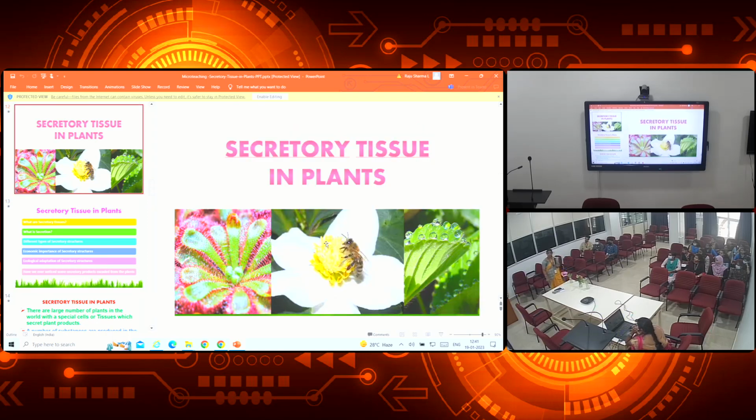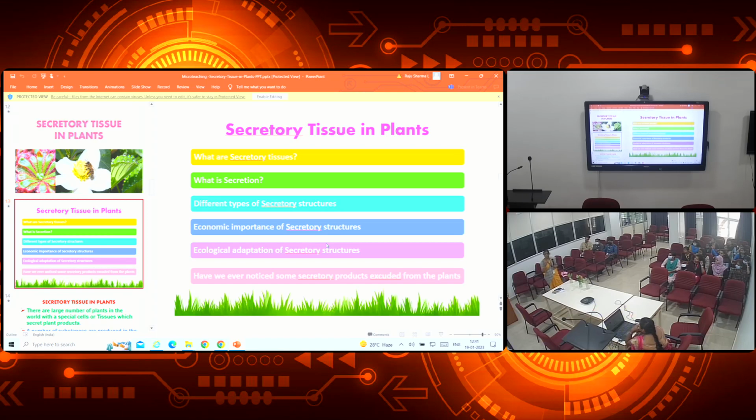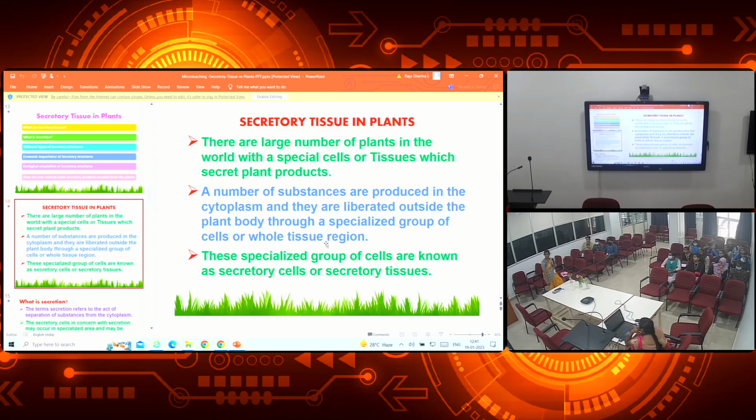Next slide. In secretory tissues, what you are going to see is, first, what are secretory tissues, right? And next, what are secretory products and what are their economic uses. There are economic uses we can find, and any ecological adaptations that exist we can find out. So one by one we can move on. So what is the characterization? As I told you, it is found in almost all parts of a plant system.